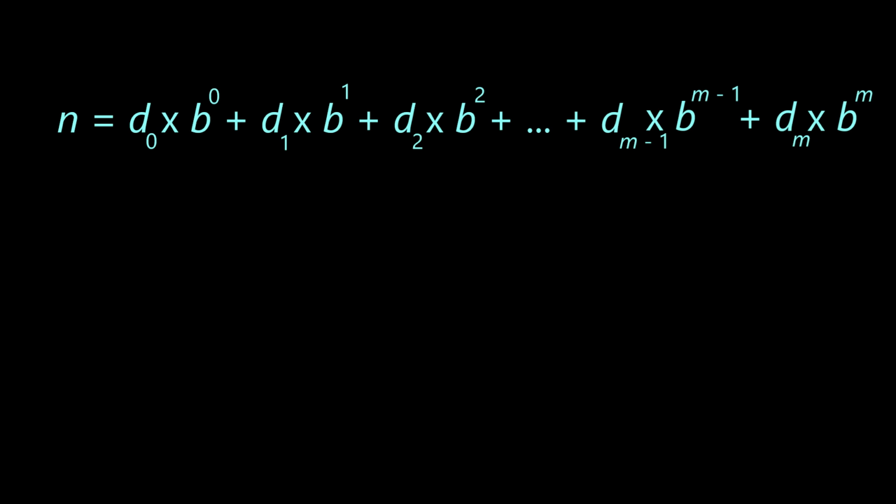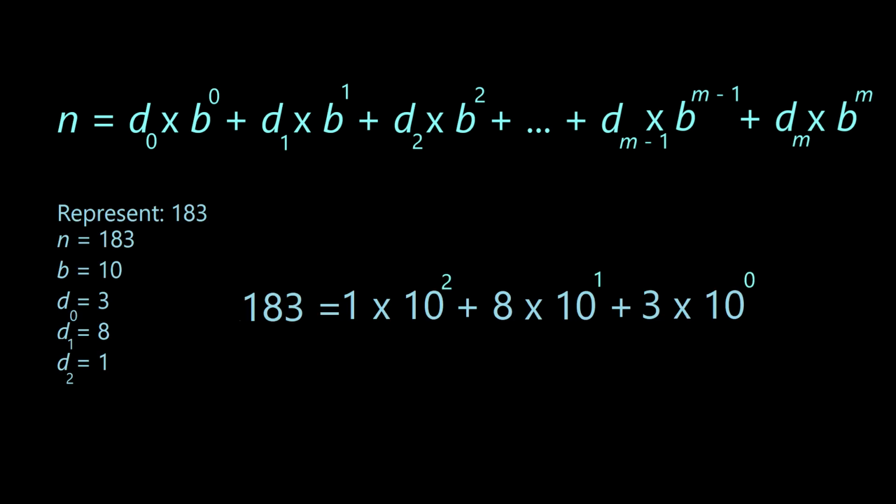plus, and so on, d sub m minus 1 times b to the m minus 1 power plus d sub m times b to the m power. So in this example, 183 in base 10 would actually have the following values. D sub 2 equals 1, d sub 1 equals 8, and d sub 0 equals 3. Our b for base is 10. So therefore, in this structure, we would say 183 equals 1 times 10 to the second plus 8 times 10 to the first plus 3 times 10 to the 0.